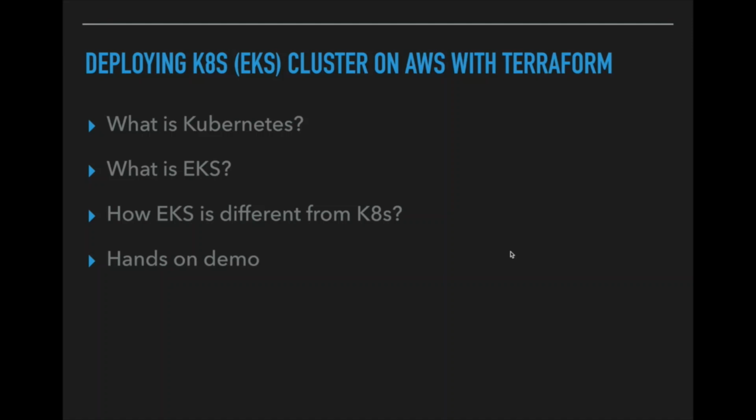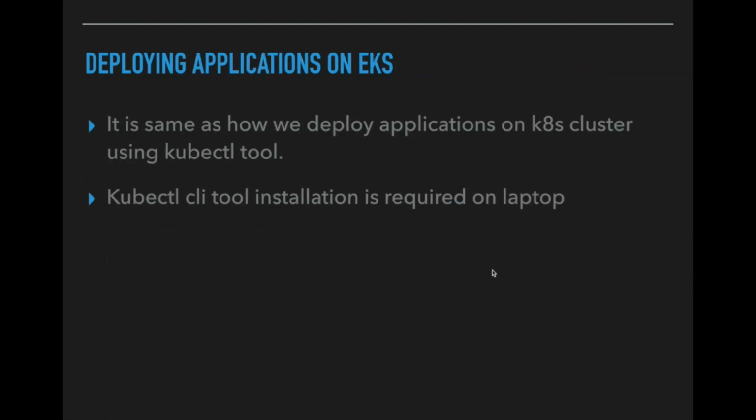Let us go into the hands-on demo of how we are going to deploy a Kubernetes cluster using Terraform on AWS. Deploying applications on EKS is the same as how we deploy applications on a Kubernetes cluster using the kubectl tool. So we are going to use the kubectl tool to deploy our applications on the EKS cluster. And let's go through each and every step.